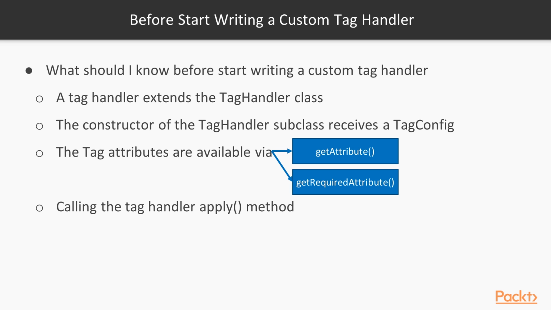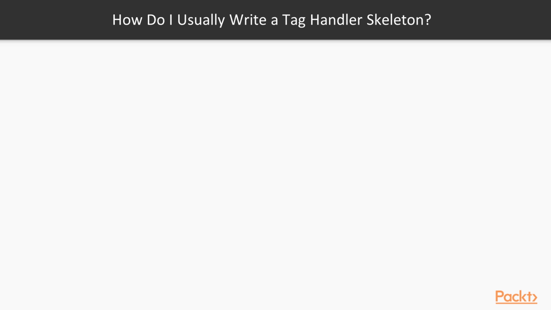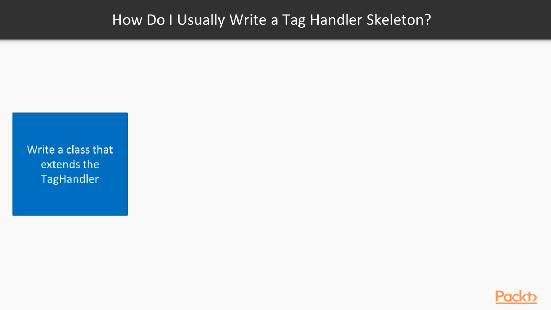Finally, you have to know that JSF signals the fact that it has identified your tag by calling the tag handler apply method. Basically, this is the playground of a tag handler. Here, you will have access to the facelet context and to the parent component of this tag, so to the available component tree.